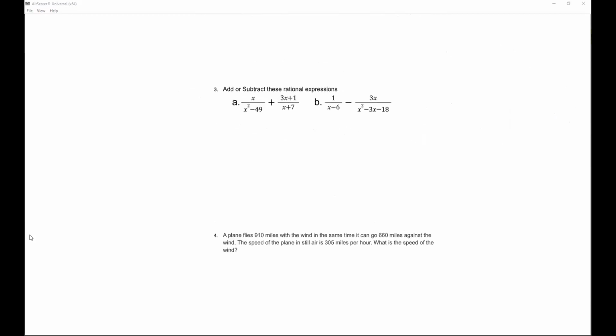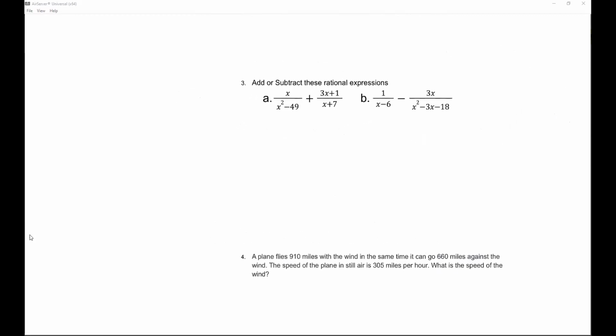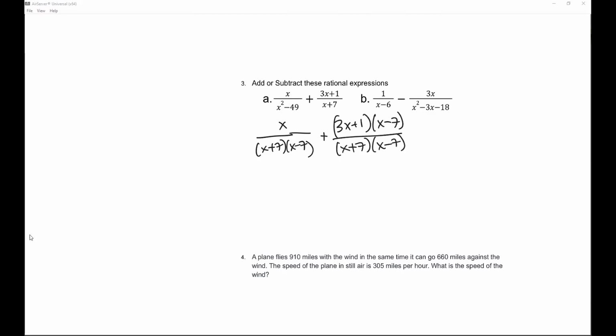For this one right here, number 3, you just have to get the common denominator. So this will be x plus 7, x minus 7 over x plus 3, x plus 1. You're going to multiply the x minus 7 over x plus 7, x minus 7. You combine like terms. You distribute the plus sign.